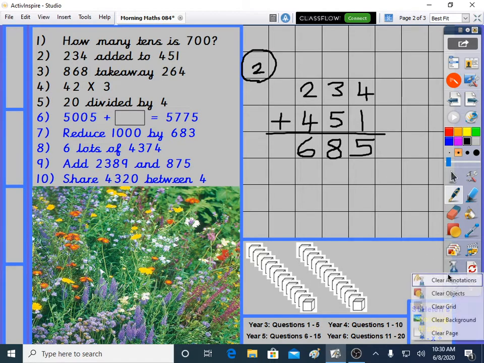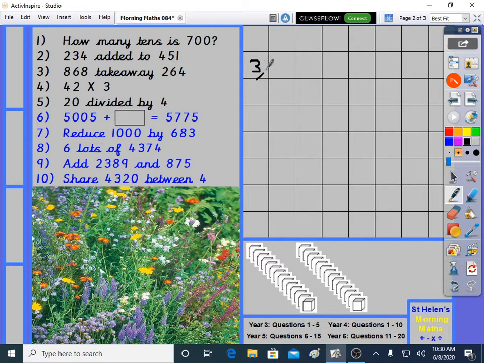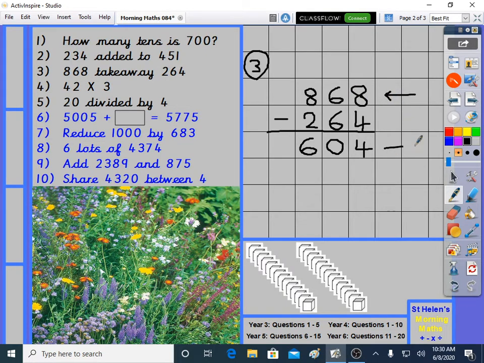Plus makes things bigger usually. And question 3. 868 take away 264. Biggest number at the top in subtraction. I've got the biggest at the top. Okay, 8 take away 4 is 4. 6 take away 0, 0. 8 take away 2 is 6. Minus makes things smaller, so 868, we took something away and it got smaller. It was 604. It's the first number that gets smaller. Take something away from 868, you get a smaller number at the bottom, 604.